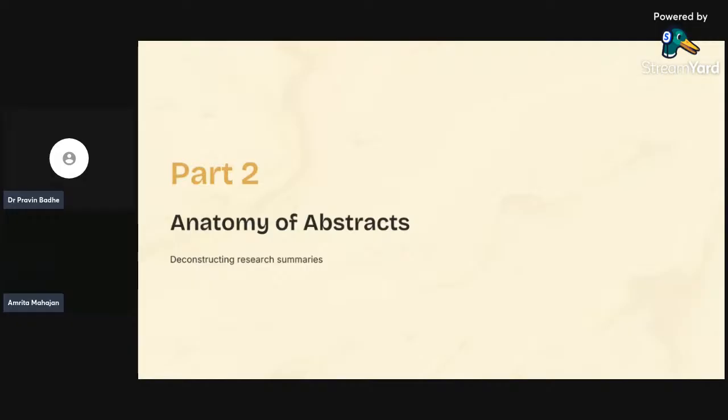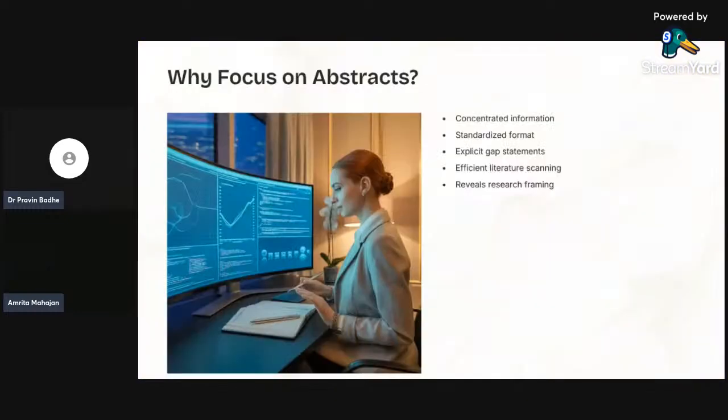So the next part is the anatomy of an abstract. It's about thoroughly understanding the abstract by deconstructing research summaries. So why focus on the abstract?